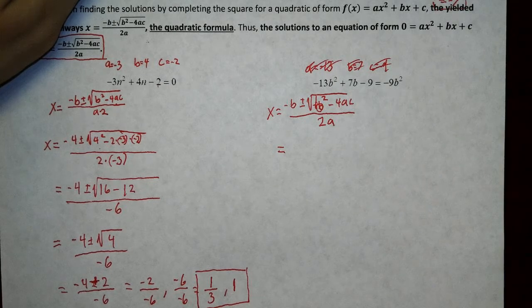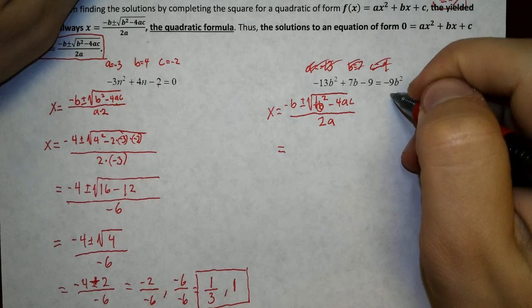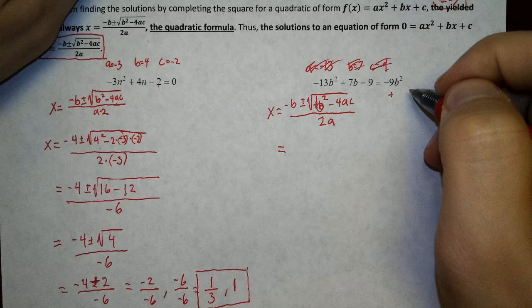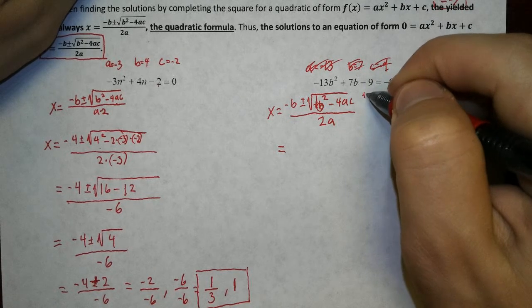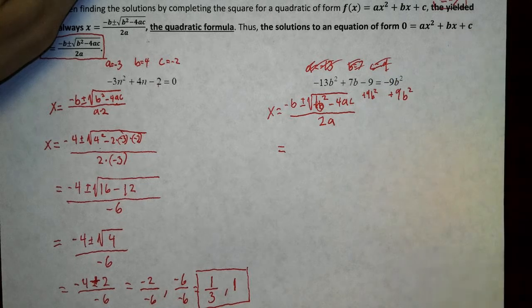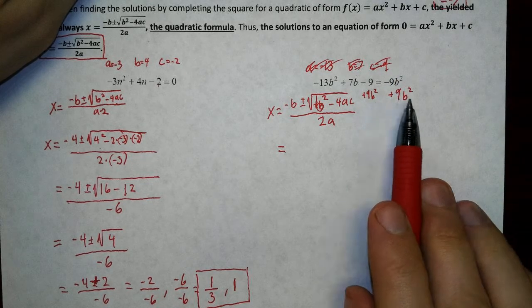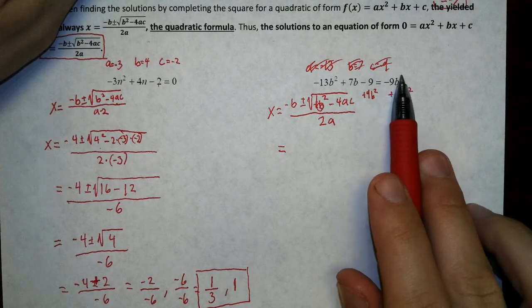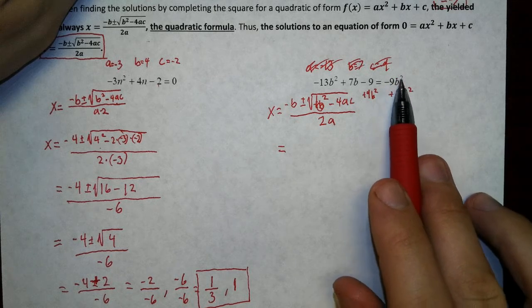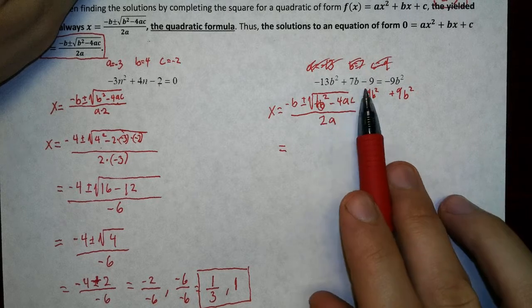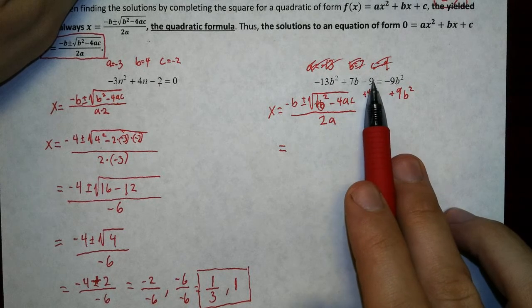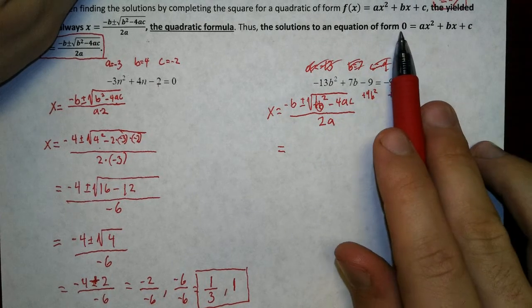And now what I'm going to do is I'm going to add 9b squared to both sides. Okay, I'm going to add this to both sides because I want to get rid of this over here. I'm going to add 9b squared to this to get it away from here, over to here, so I have my square term, my linear term, and my constant term all equal to a 0.